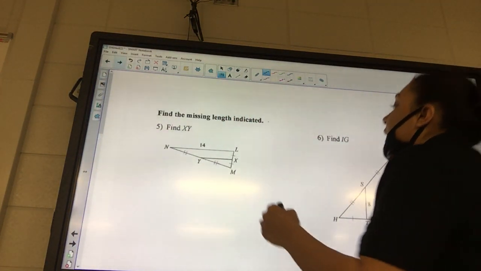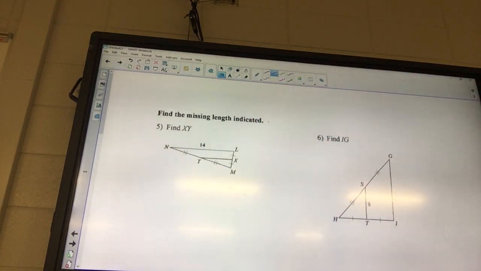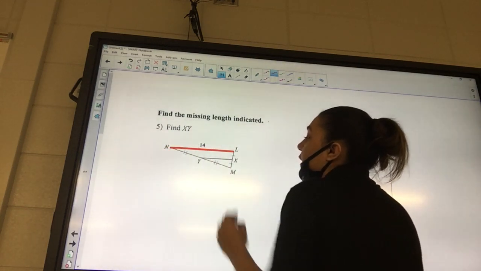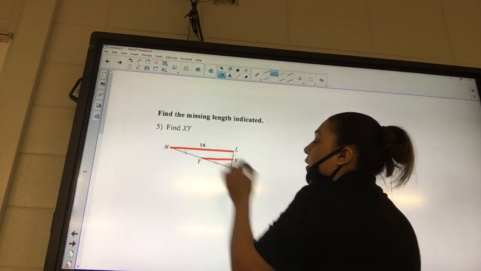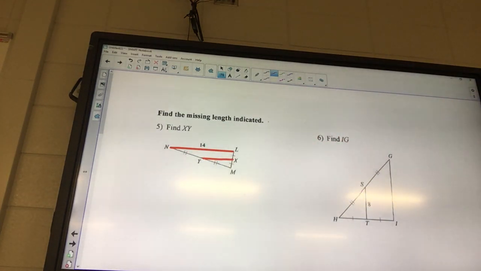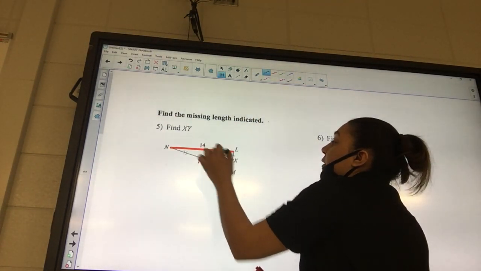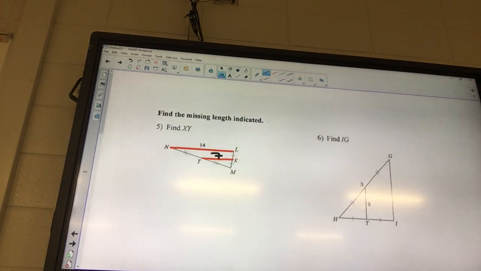Okay, XY, I want you to find XY, and so these are the same thing, and you need to find a parallel segment, and they're either going to be half the size or double the size. And so we're given NL, and it is 14, and they want you to find XY, which is also parallel, and if 14 is the big one, what does the small one have to be? 7. So this one's going to be 7, and you can either write it there or write it up there, it does not matter.